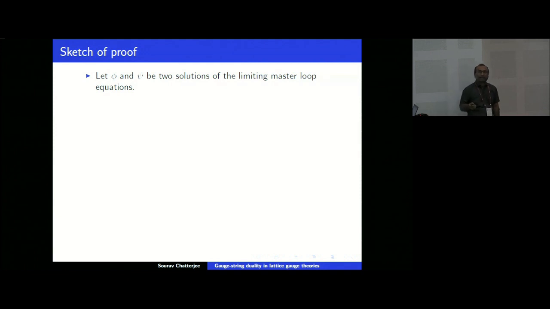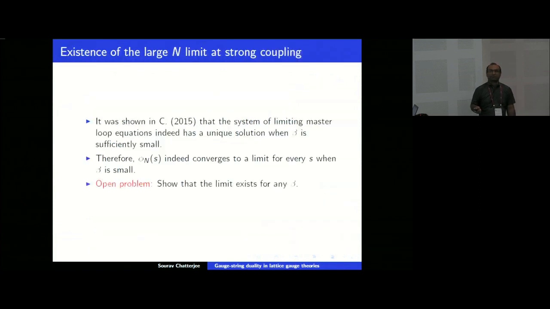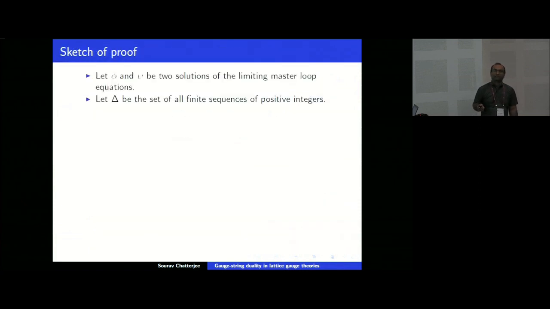So suppose phi and psi are two solutions of the master loop equations. Let me just show you the master loop equation one more time. Here is this equation, the limiting master loop equation. This phi is a functional defined on all strings, and it satisfies this equation, and the question is whether there is a unique solution. So let these be two solutions.